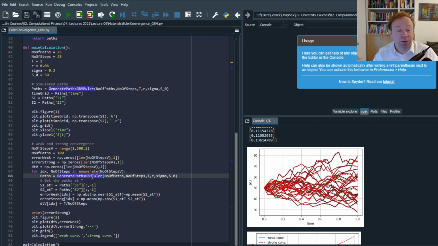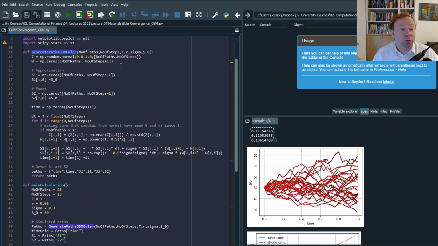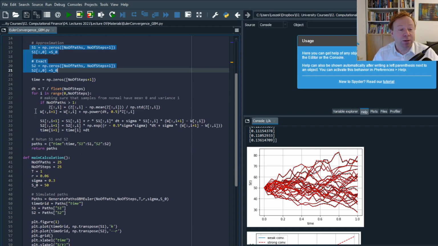So let's go to the function. This is generate paths GBM Euler. What we do here, we first define samples. We know that we have a certain number of paths and a certain number of time steps, so this is paths by time steps. So we have a big array. Then we have an empty vector of Brownian motions. We also define zeros, empty matrices, for approximation and exact. I have already mentioned before, it's always good to predefine objects like matrices and make sure that they're empty. And then what we do next, we first generate the Brownian motion. This is what we do here.